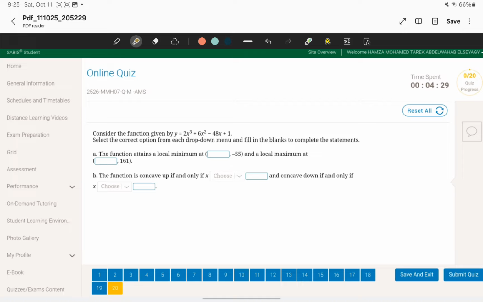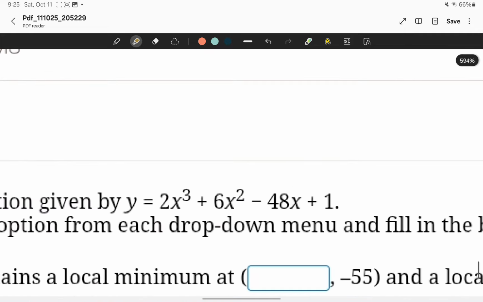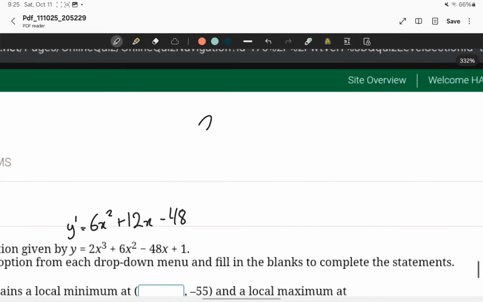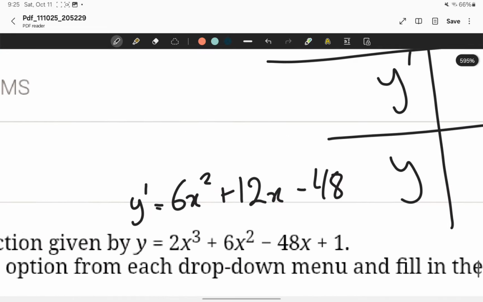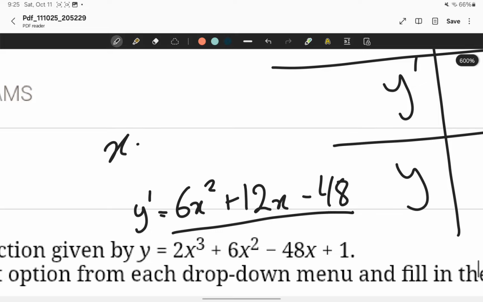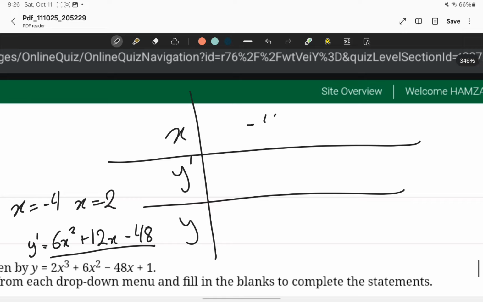Now number 20. They give you a function and they want the local minimum and maximum. So for this, just do the table again. So we need to differentiate first: 6x squared plus 12x minus 48. Okay, so now we'll do the table: x, y prime, y. But first we equate this to 0, and you get the roots are x is -4 and x is 2. Okay, so we put those here, -4 and 2.